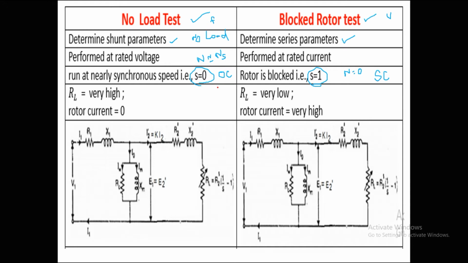Because of the no load open circuit assumption on the rotor, we are going to operate the machine with rated voltage and rated frequency. Whereas in blocked rotor, here we are having a short circuit assumption on the rotor. Because of the high current flow in the rotor, we are going to operate this induction motor with rated current and reduction in the supply voltage.